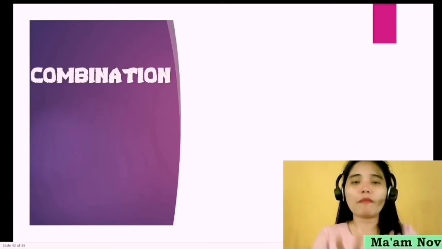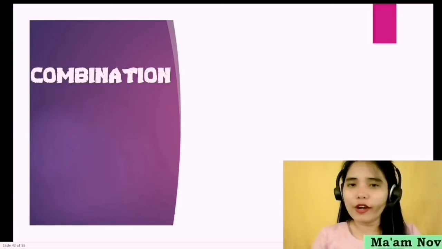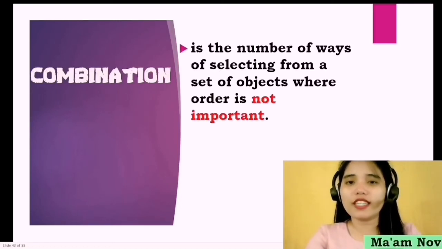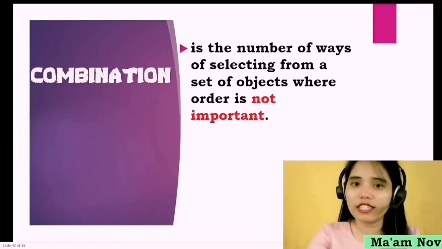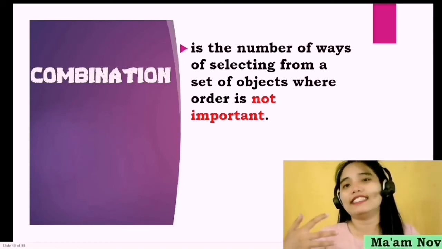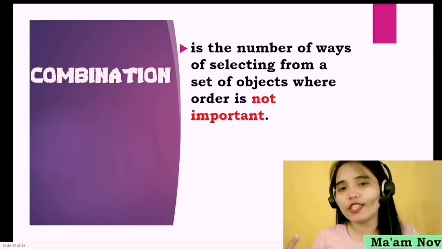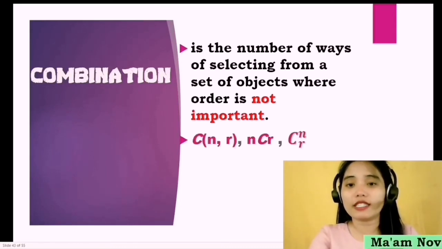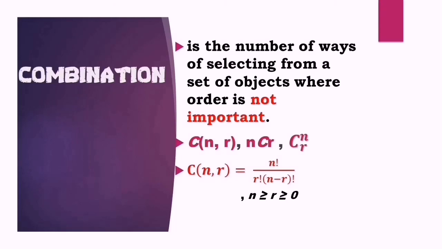So, let's wrap up our lesson for today. Ano nga ba ang combination? So, it is the number of ways of selecting from a set of objects where order is not important. Okay? So, pwedeng magkabaliktad, pwedeng ma-interchange because the order is not important. And it can be written as the following. And the formula is only isa lang.